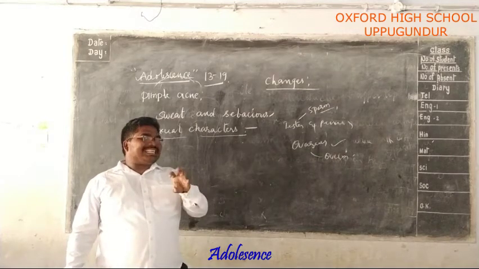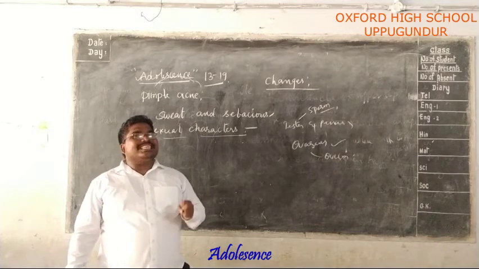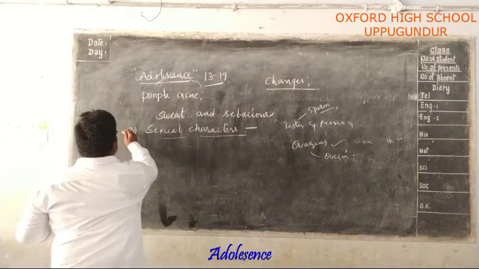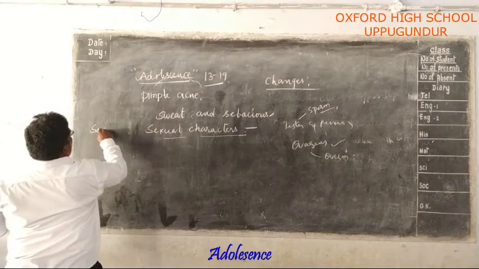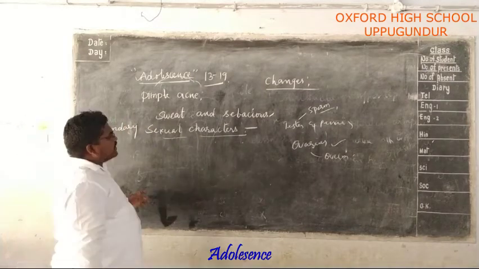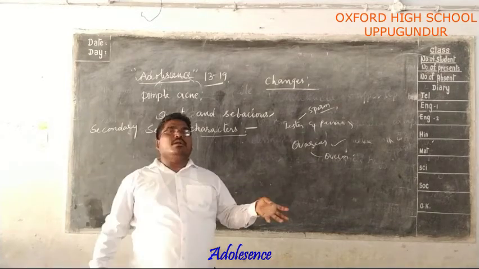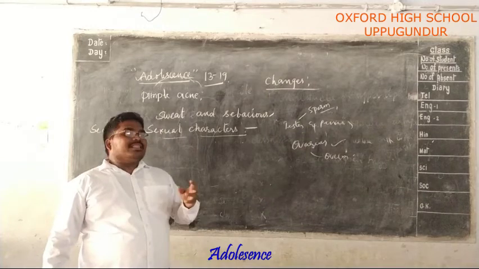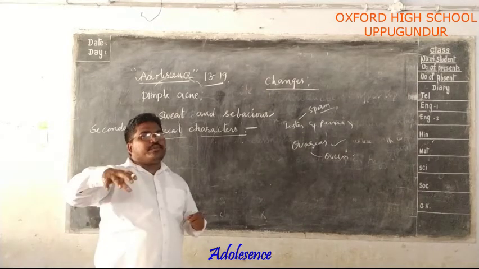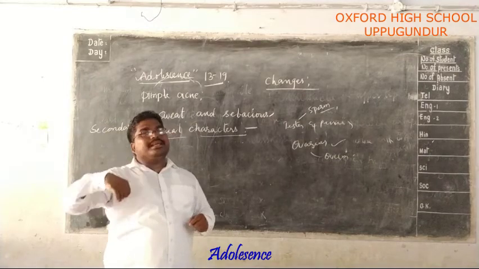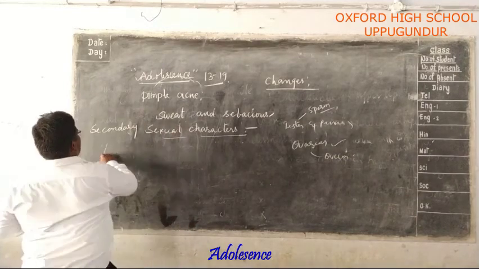So these characters are known as secondary sexual characters. What are they? Secondary sexual characters. These are useful for the development of the body organs. The organs which are useful to identify babies after their birth, either boy or girl, are primary sexual characters.